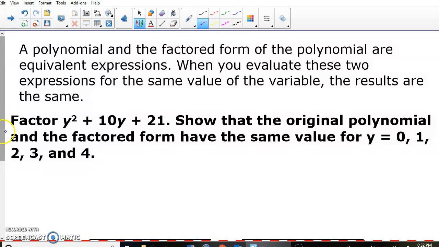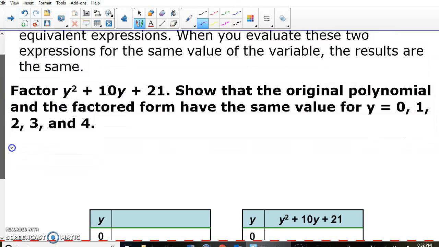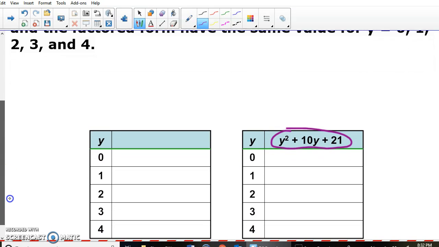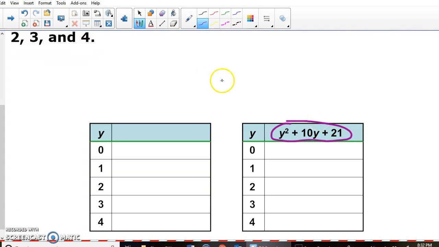Okay, and then the last thing we're going to go over today is problems like these. So right here, this is just showing you that the trinomial version and the factored form into the two binomials should be equivalent to each other. So what I'm going to do is take this trinomial, y squared plus 10y plus 21, and factor that.